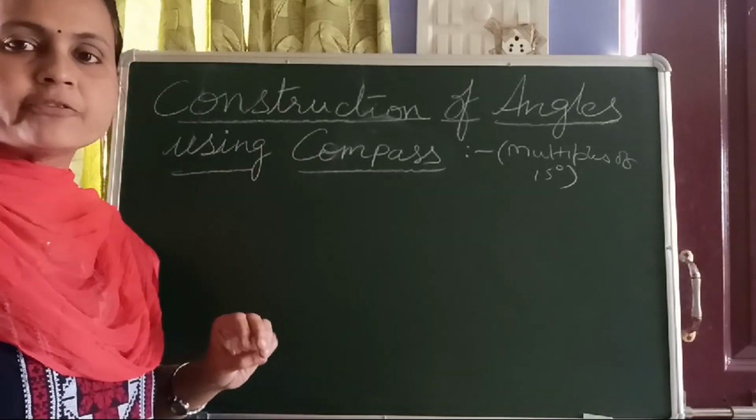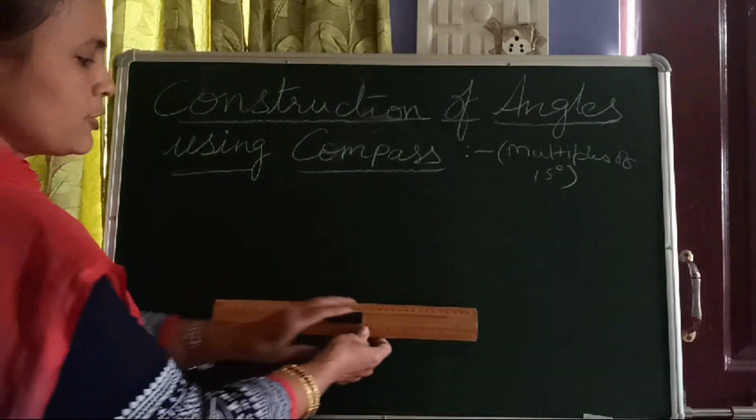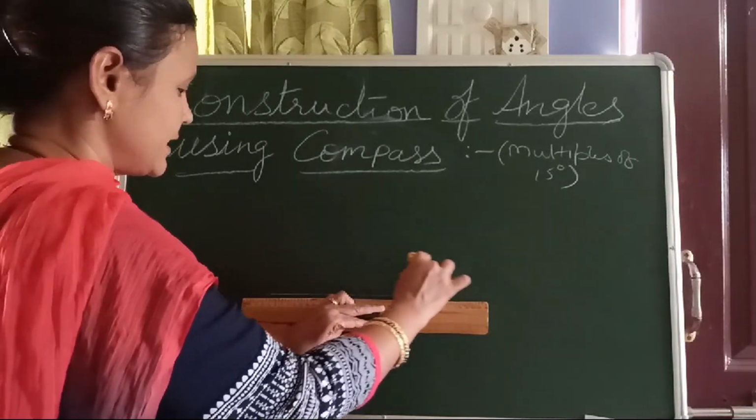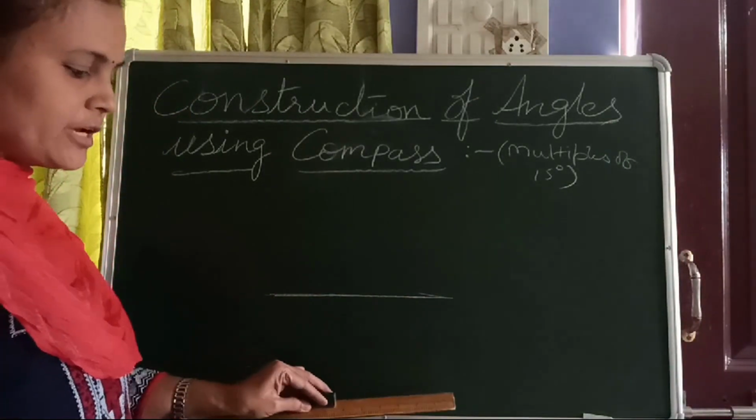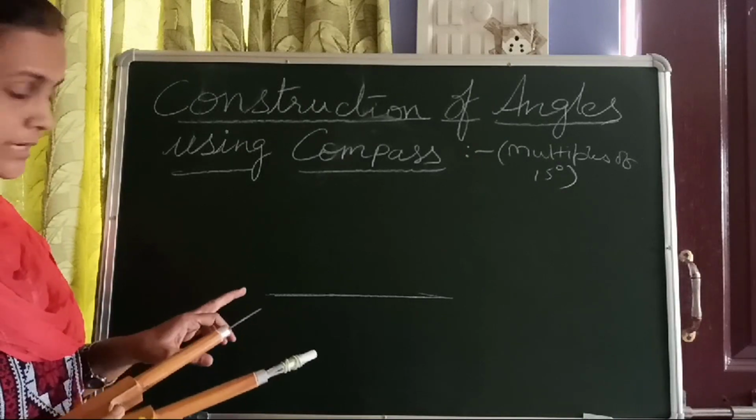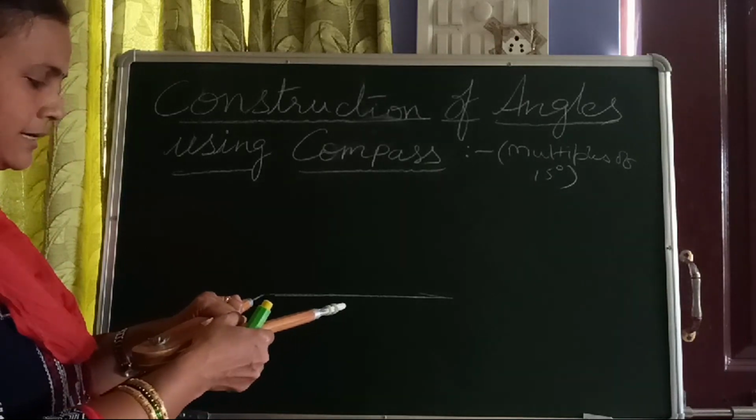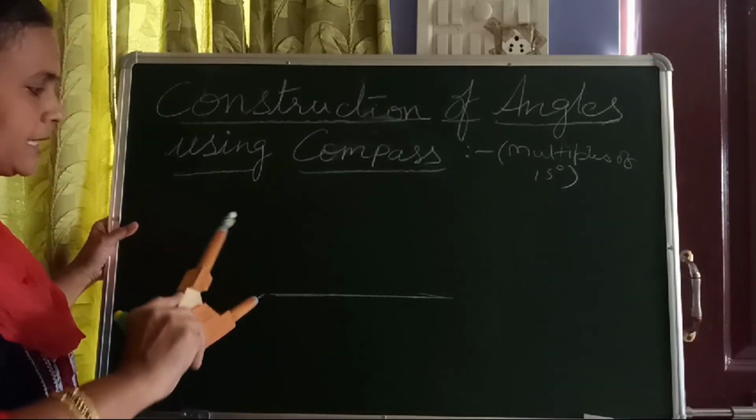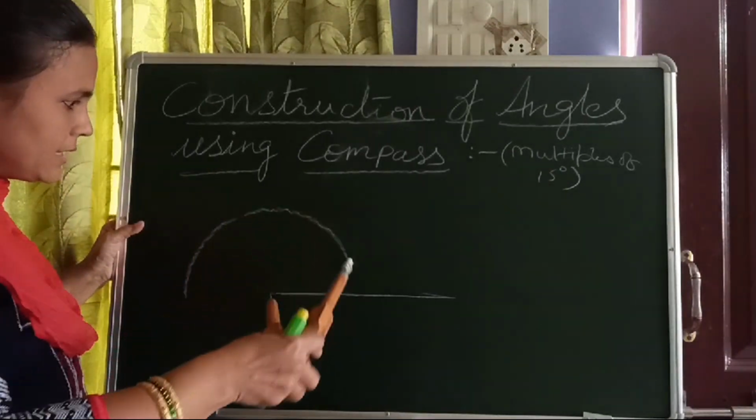So let me start with the first basic angle, which is 60 degrees. For that, let us draw a base on which we are going to construct the angle. This is the line segment where we are going to draw an angle. At one end of the line segment, take a compass and, with any radius, put the pointer at that end and draw one complete arc.